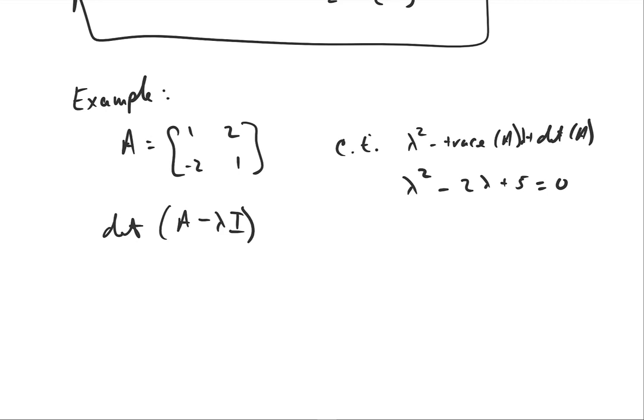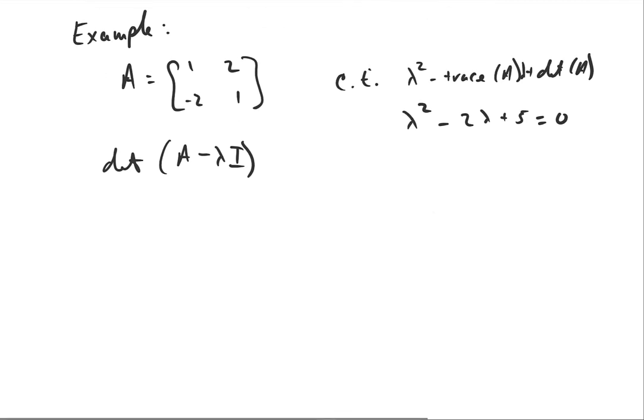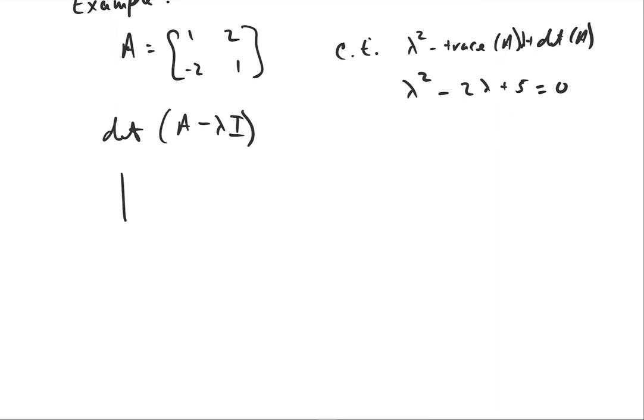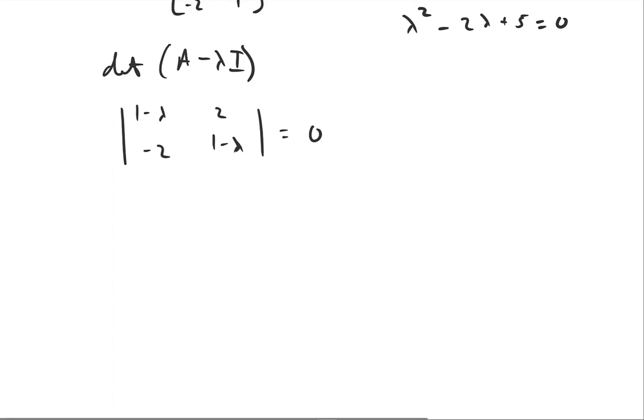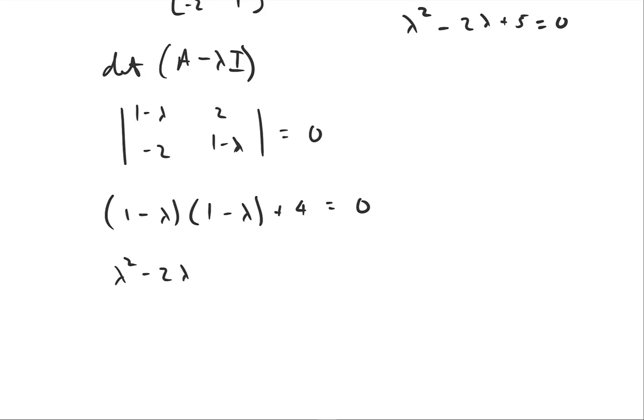And if I do it this way, let's just show that we get the same answer. So here I'm going to do the determinant of A minus lambda I. So I would get 1 minus lambda, 2, minus 2, 1 minus lambda. Set that equal to 0. So this gives me 1 minus lambda times 1 minus lambda. This product is negative 4, but I'm subtracting that product, so I get plus 4 is equal to 0. Okay, so I get a lambda squared. I get negative 1 lambda and negative 1 lambda, so that gives me minus 2 lambda. And I get 1 times 1 is 1, plus 4 is 5, is equal to 0. And we can see that these two methods give us the same result as we would expect.